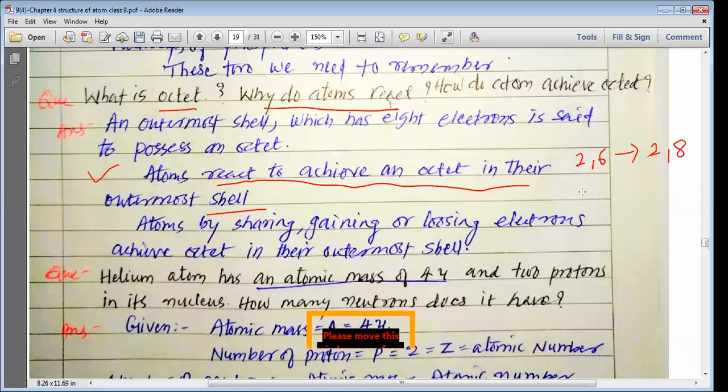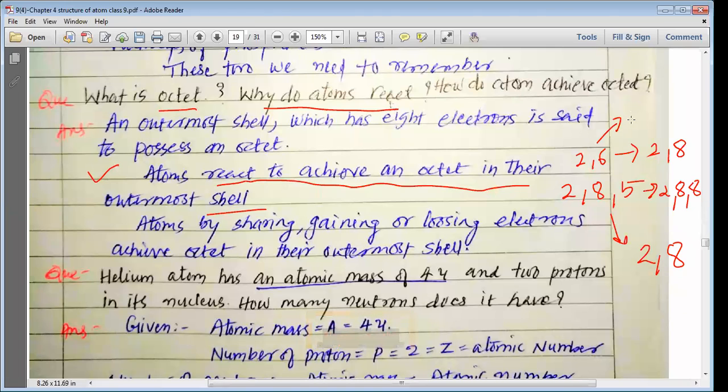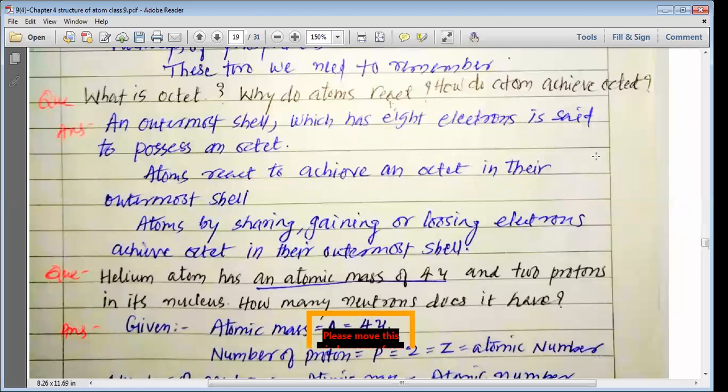If you have the electronic configuration 2, 8, 3, or 2, 8, 5, it would like to become like 2, 8, 8, or it may like to become like 2, 8, or it may also try to become like 2. So you can see, my dear students, that each and every element tries to make its electronic configuration, or tries to make its outermost shell, have 8 electrons in it.